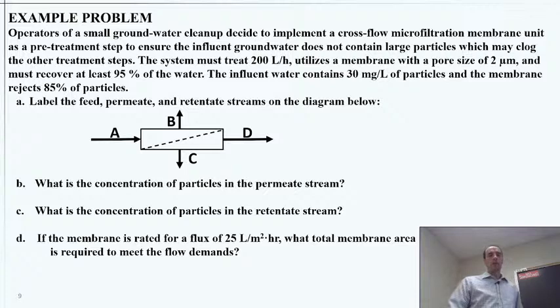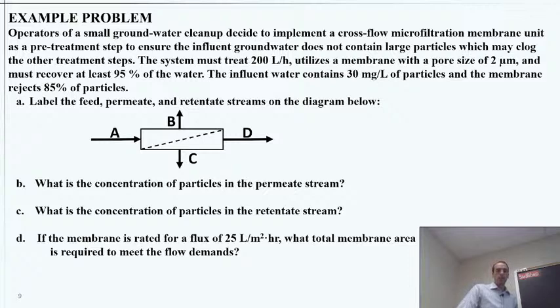Must recover at least 95% of the water. The influent water contains 30 milligrams per liter of these particles, and the membrane rejects 85% of them. So first of all, it's asking for us to label it on the diagram. Then part B says, what is the concentration of the particles in the permeate? Part C, what is the concentration of particles in the retentate?